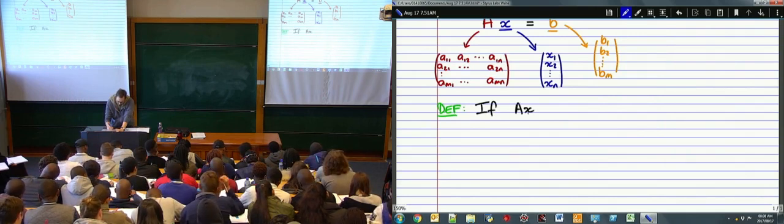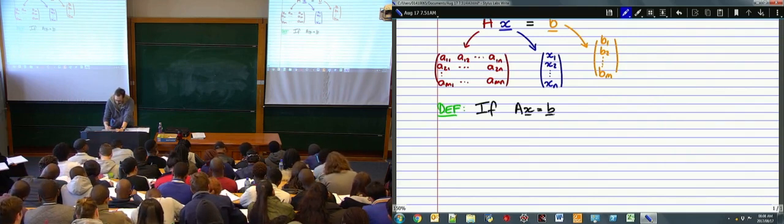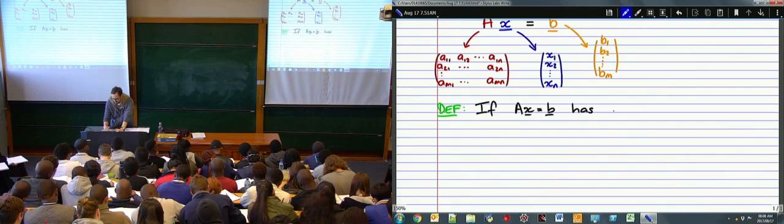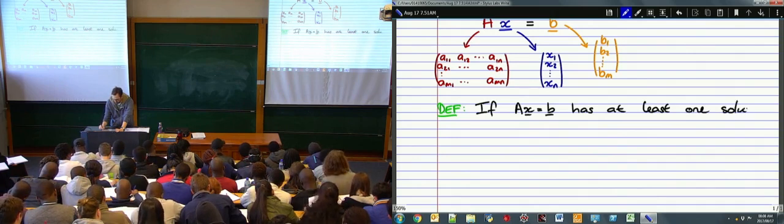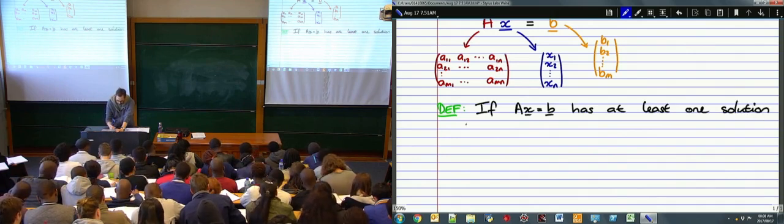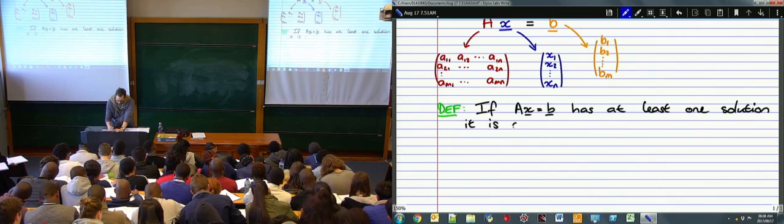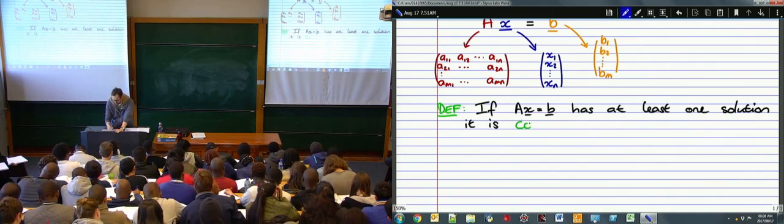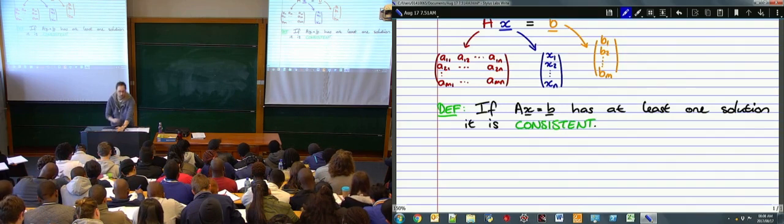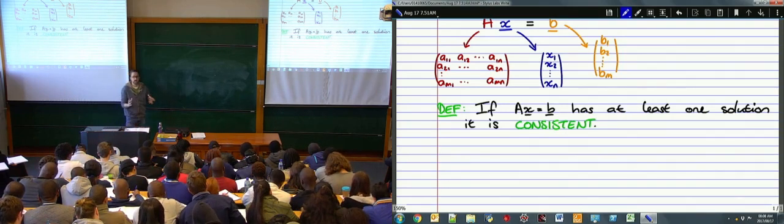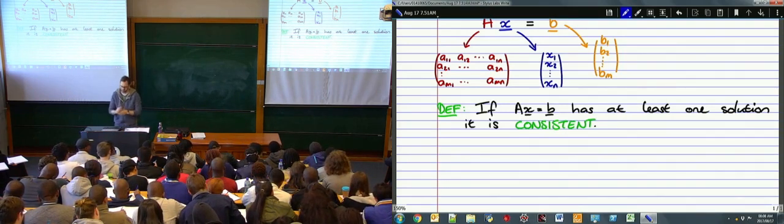So if Ax equals b has at least one solution, sorry, that must be green since that's what we're defining, it is consistent. And if it has no solutions, we say that it's an inconsistent system.